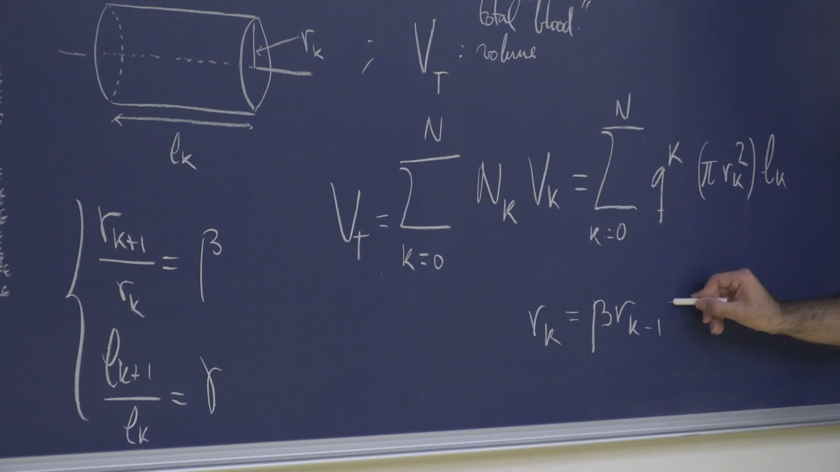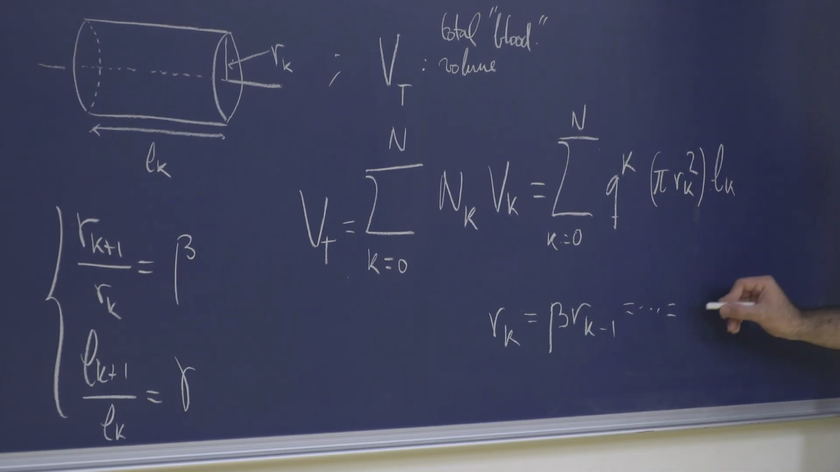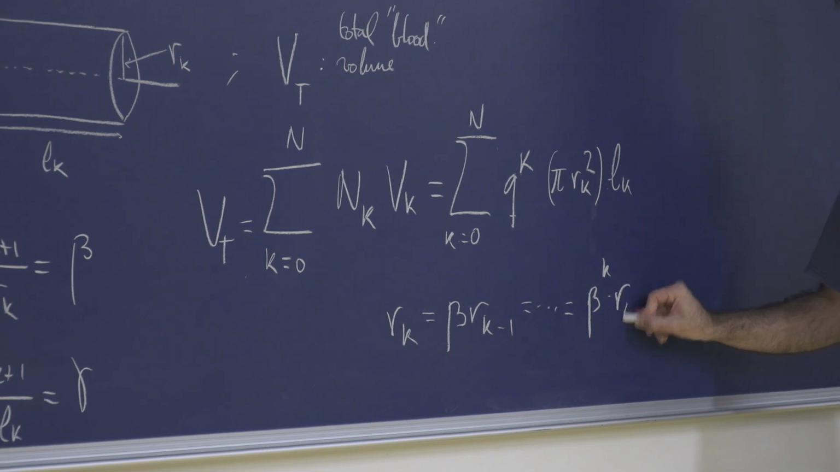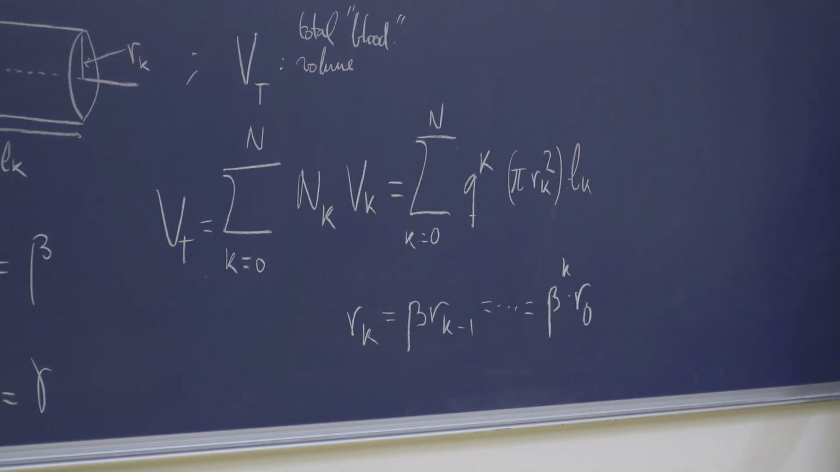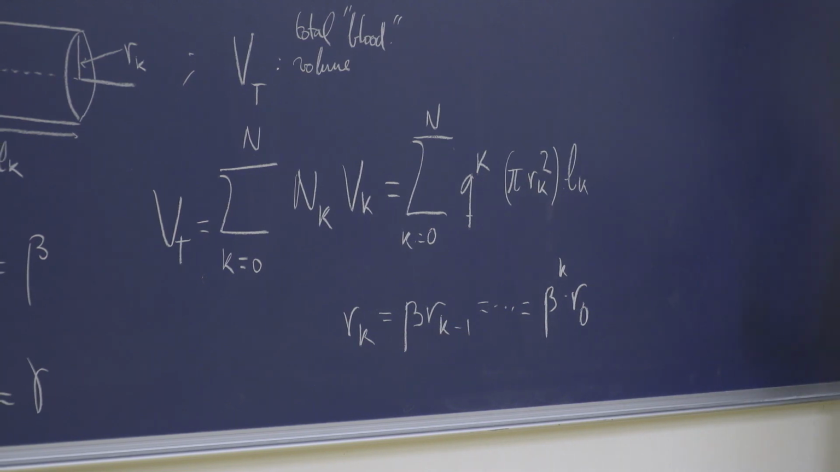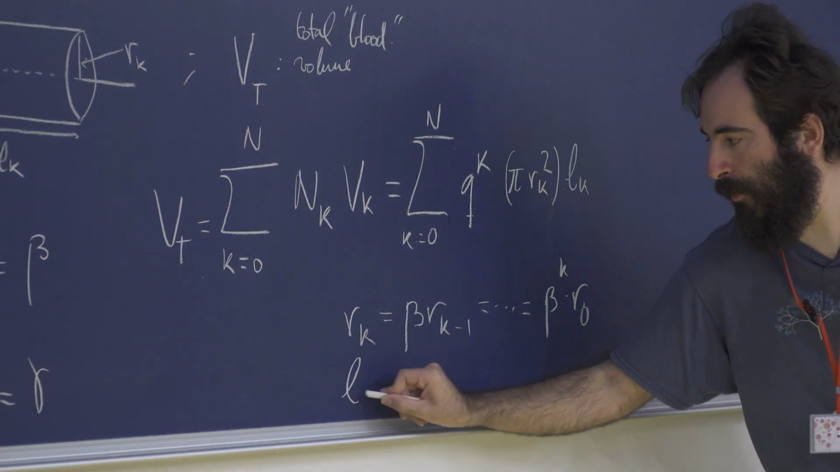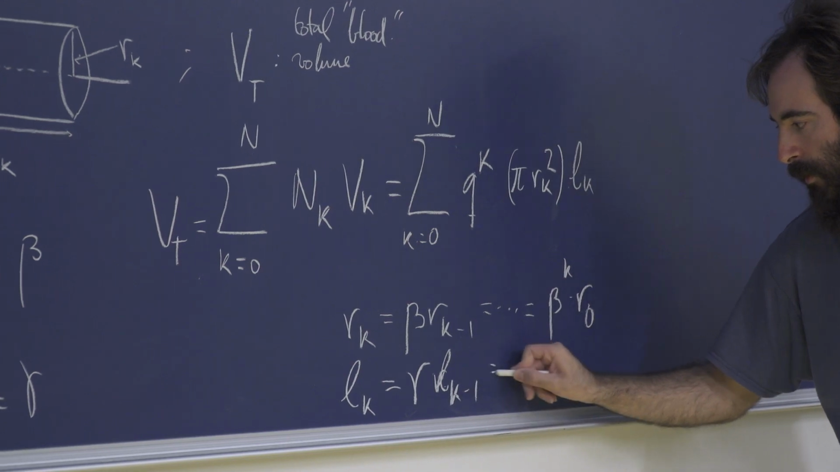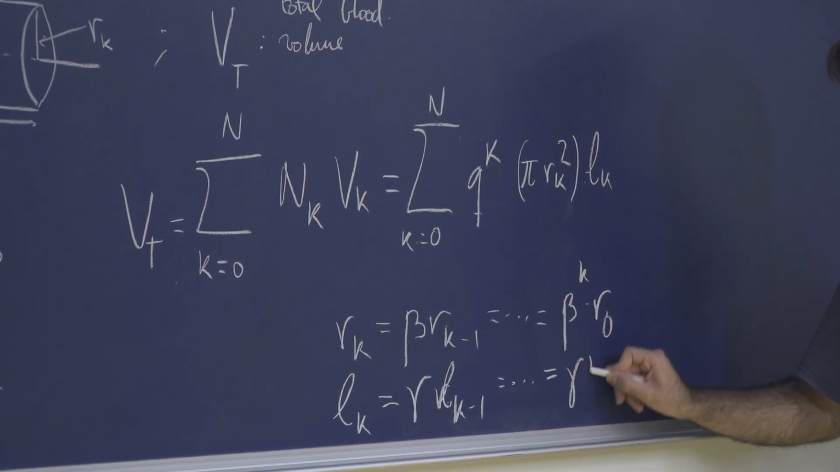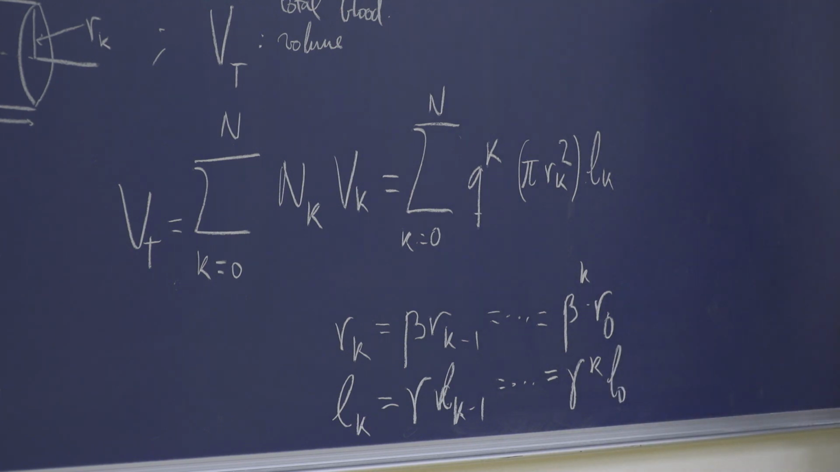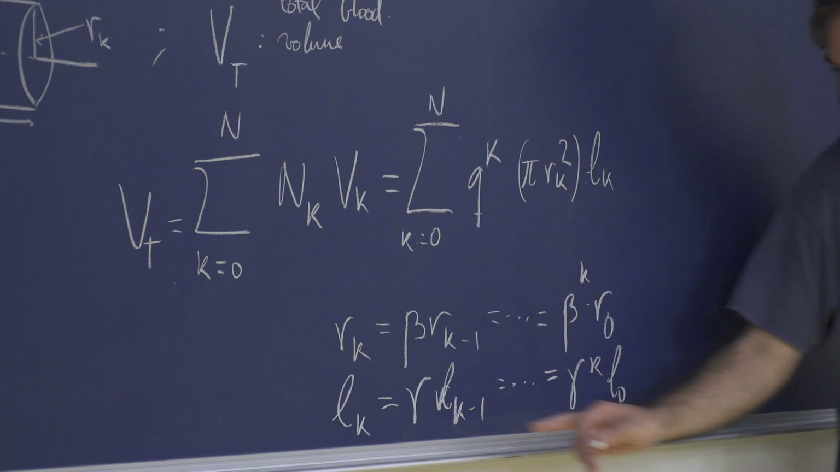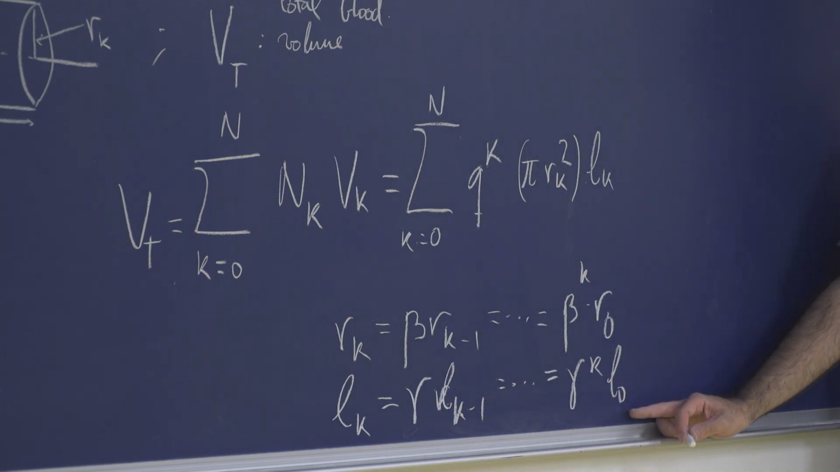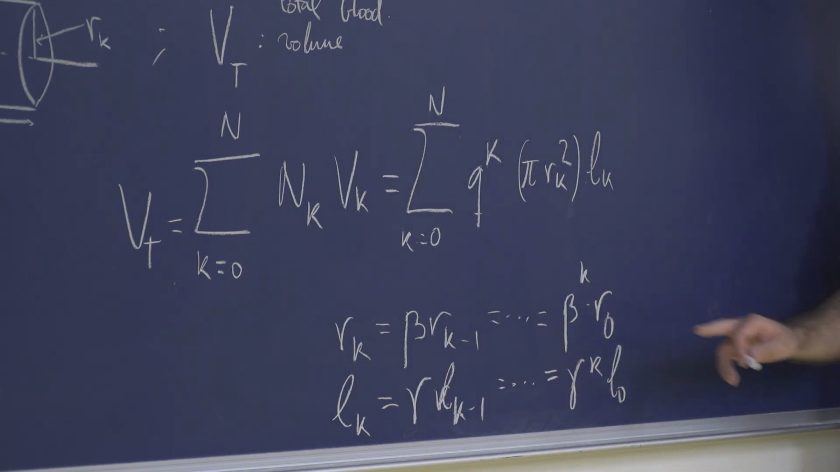Exactly right, yes. But if I keep doing this, I'm going to end up with something like b to the power of k times r naught, where r naught, remember, is the radius of the aorta, the main initial artery. The same thing will happen for the lengths. Using the self-similar structure that we have established before, the same sort of thinking brings me to this relation. So in other words, the length at the kth level is going to be gamma to the power of k times the length of the aorta, and the radii at the kth level, it's going to be b to the power of k times the radius of the aorta for the kth level, right?